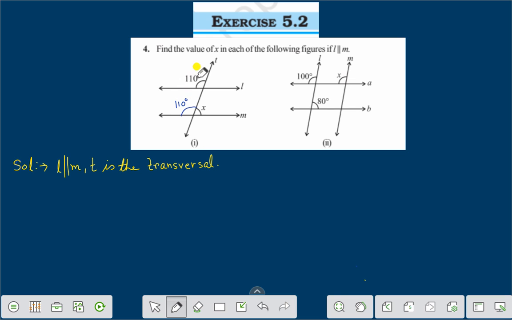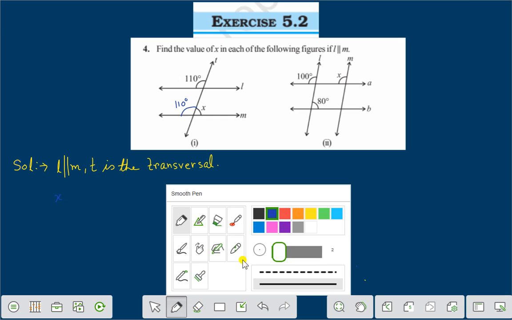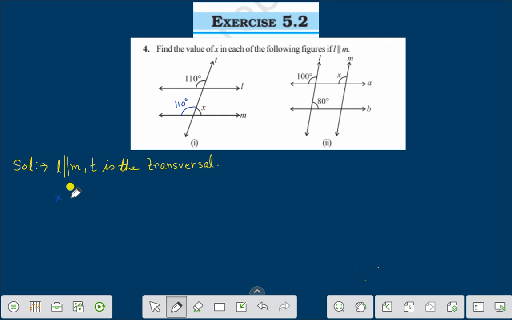Why? Because these are alternate angles. That means this is 110 degrees, and here you see this 110 degrees plus x. These are angles on a straight line. Therefore, you can say that x plus 110 degrees is equal to 180 degrees. Why? Because this x and 110 degrees are angles on a straight line M.